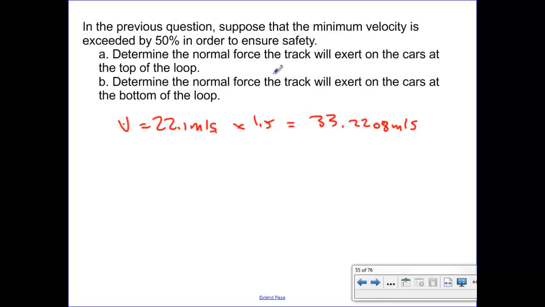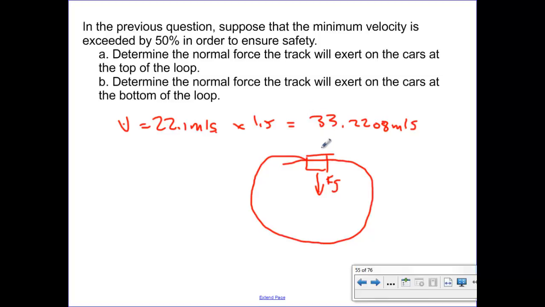Okay, well now we're going to work backwards. We're going to try to figure out the normal force that gets exerted on the cars at the top of the loop. I want to revisit our diagram here again. So here's your loop-de-loop, and you're at the top of the loop right here. What forces are in play? Well, I ignored one last time. Gravity was in play, but shouldn't the cars, even though this is upside down, shouldn't the cars be pressing into the track at the very top?